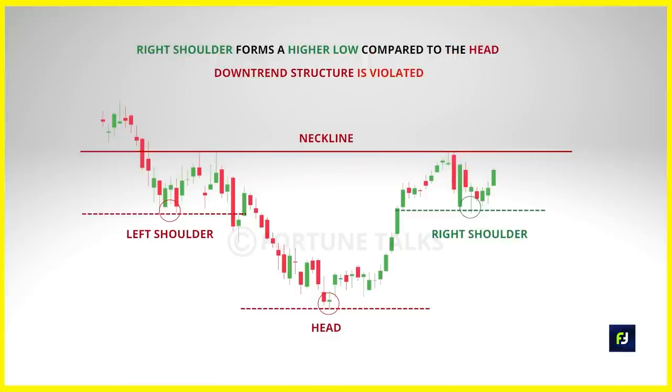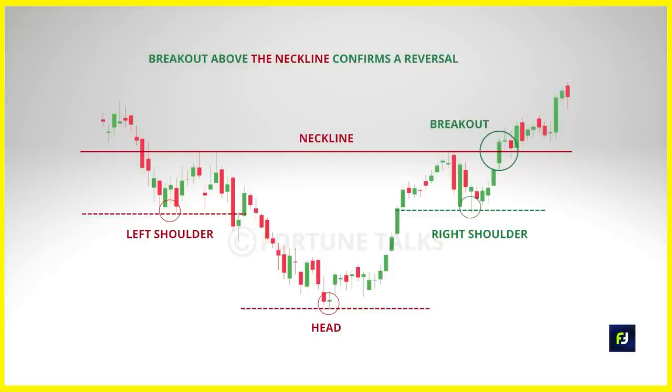Now, the sellers tried to push the price down one last time, but they were met with the intense buying pressure, thereby forming a higher swing low compared to the head of the pattern. Now, this forms the right shoulder of the pattern, and it tells us that the sentiment has changed from bearish to bullish. And if the price manages to break above the resistance, then the inverse head and shoulder pattern is confirmed and the market could continue higher.